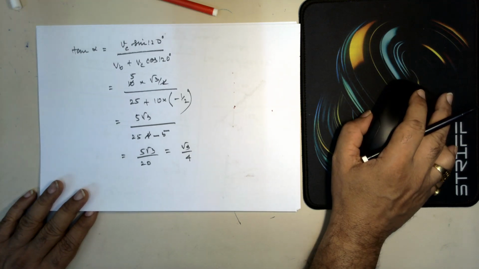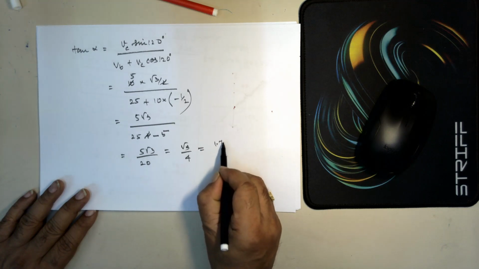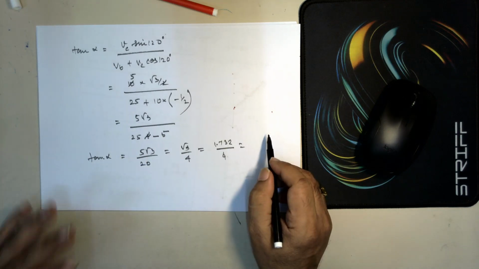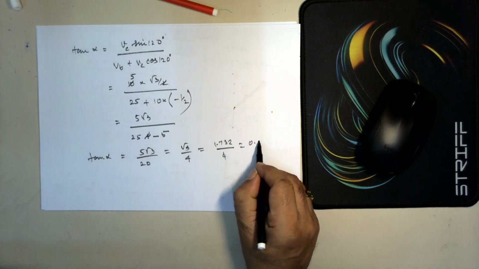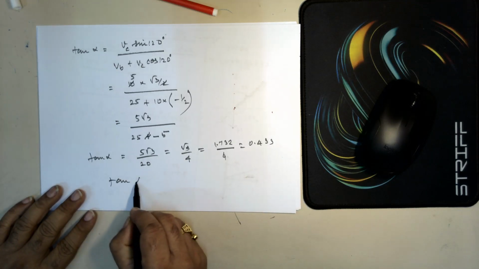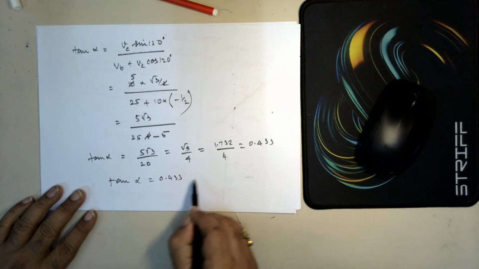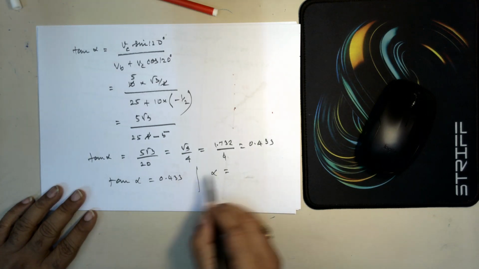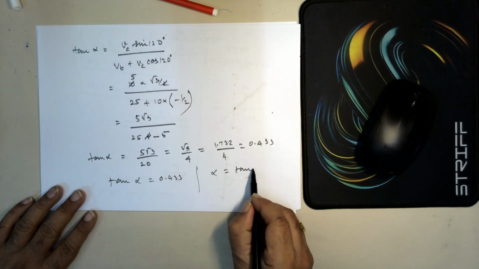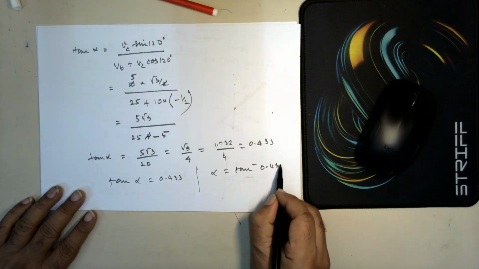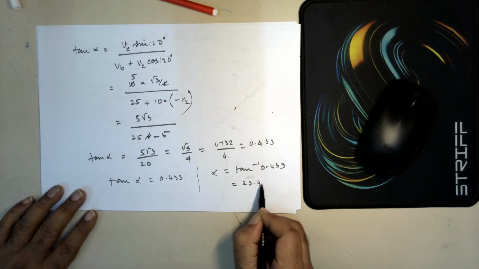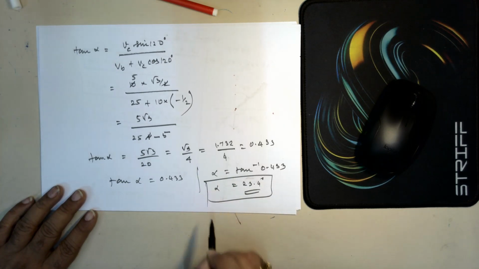Okay. So root 3 by 4 means 1.732 divided by 4. Get me the answer. So tan alpha is equal to how much? 0.433. Okay. So tan alpha is equal to 0.433, and you take the trigonometric table value, that is nothing but tan inverse of 0.433, for which the value is 23.4 degrees. This is alpha. Okay.